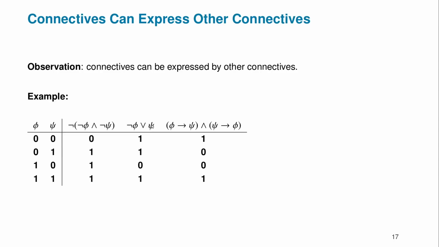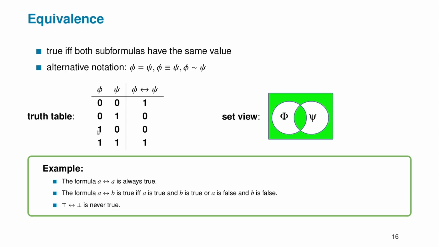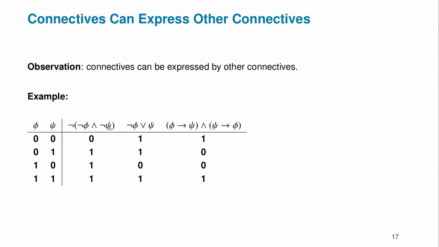And a very important observation we can make is that we can use one or two or multiple connectives to define other connectives. When we look at this table here, we have two formulas, phi and psi, and let's construct the formula here, which is not phi and not psi. I will not evaluate it slowly, but when evaluating the different parts of this formula, and I will show you in the exercises how to do that, then we get that with this formula we exactly express the disjunction. With this formula here we exactly express the implication, and with this formula here we exactly express equivalence.